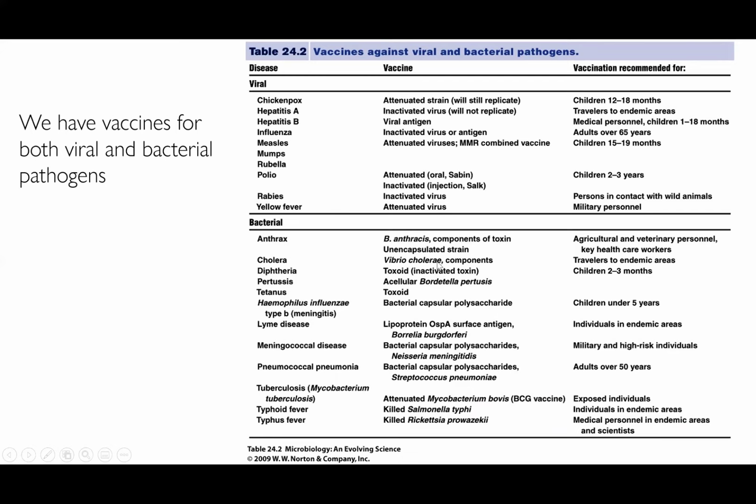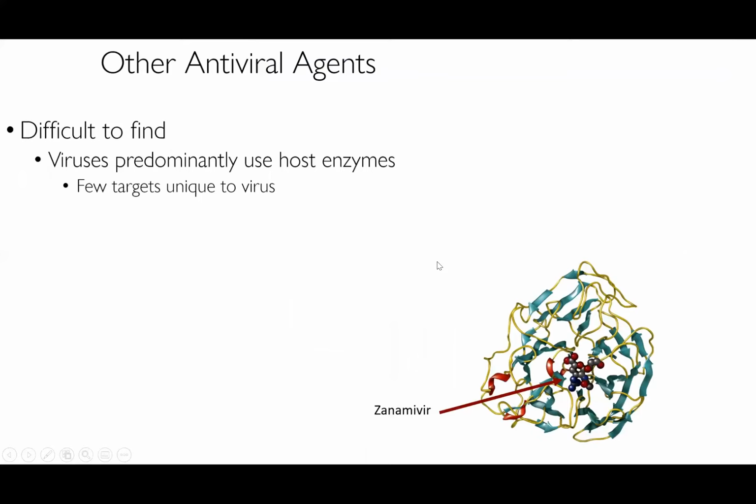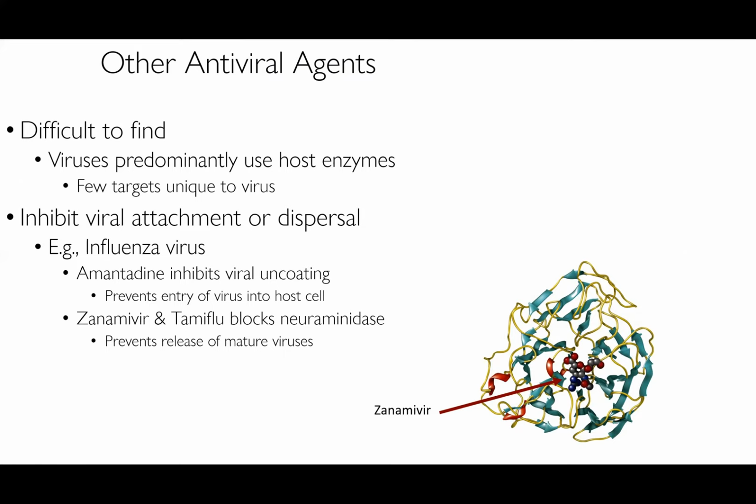In addition, there are some other types of antiviral agents that we could potentially use to treat viral infections. They're typically difficult to find because viruses typically use the host's own enzymes, as we've talked about. And because of how small viral genomes are, it's really hard to find targets to essentially get rid of a virus. But the vast majority of antiviral agents that we use typically inhibit viral attachment or dispersal.